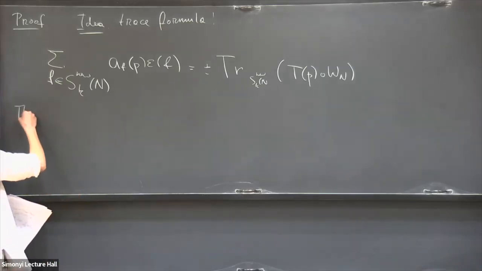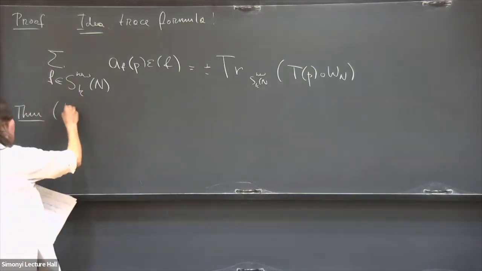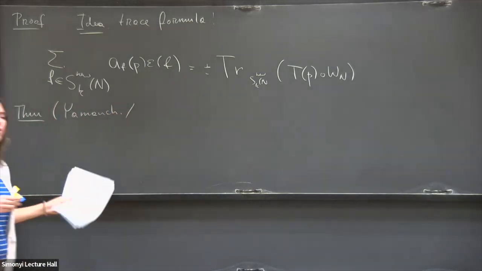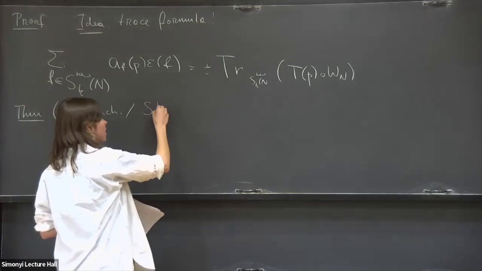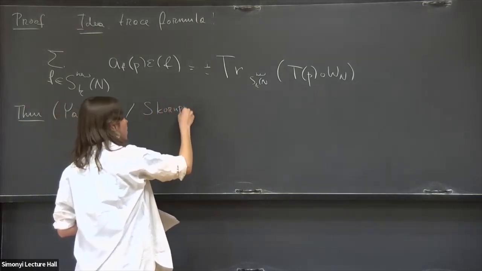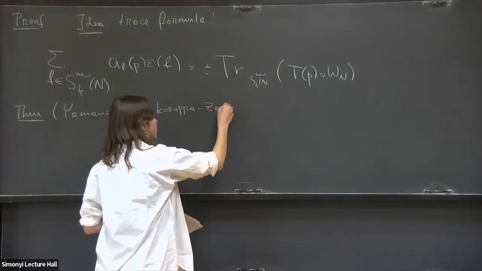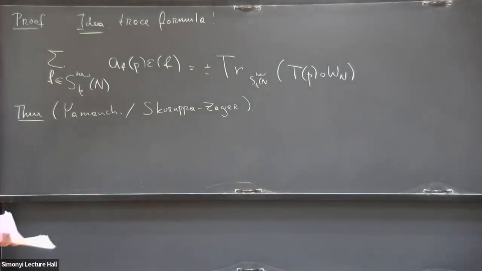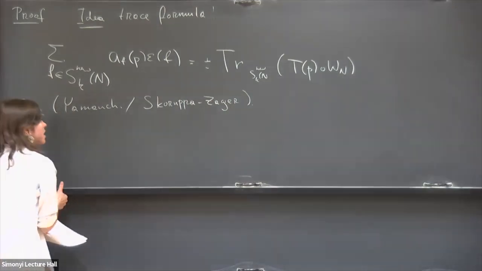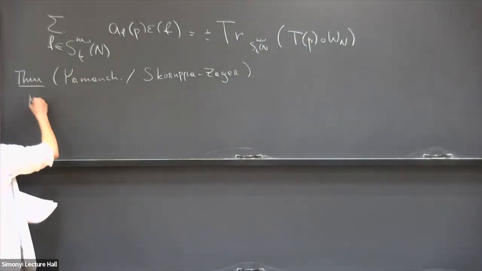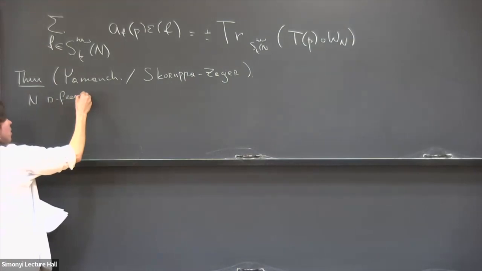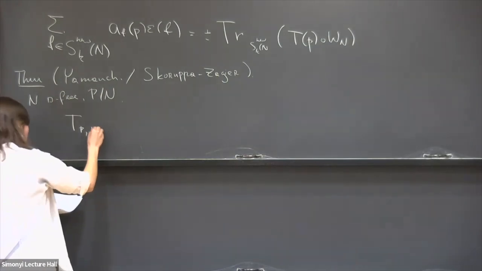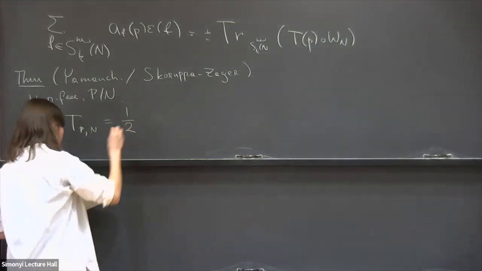which is exactly what happens. So this trace was originally computed by Yamauchi, but there was some calculation error in that paper, which was later corrected by Skoruppa and Zagier, who calculate this trace by unfolding what happens in the Selberg trace formula in this case. And it turns out that for n squarefree and p not dividing n, there's a very nice expression for this trace, which is that it's equal to 1/2.